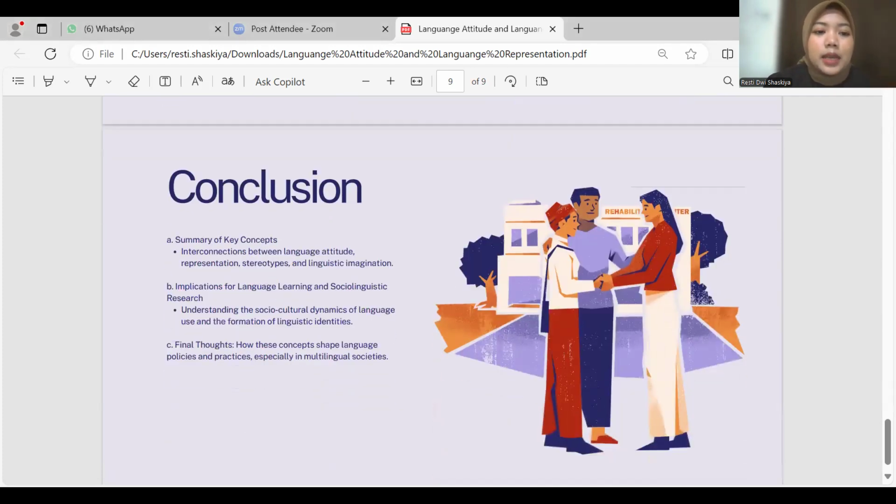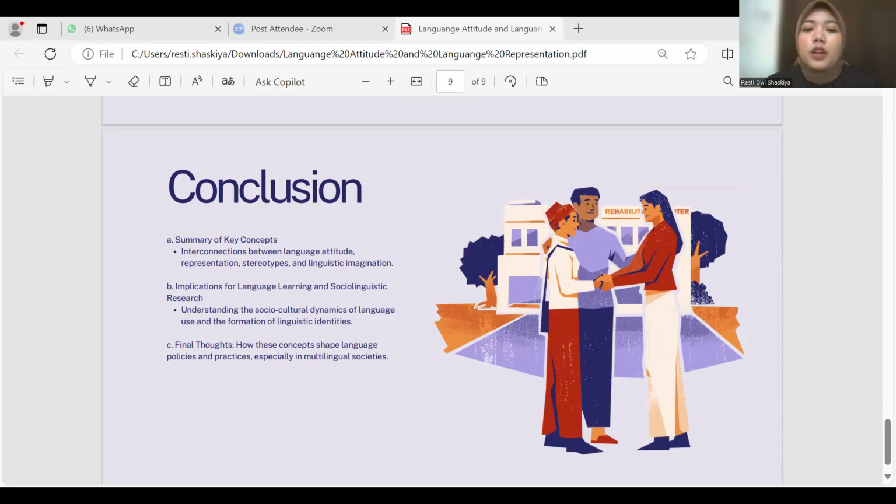Lastly is the conclusion. Summary of key concepts, implications for language learning and sociolinguistic research, and final talk on how these concepts shape language, policies, and practice. The first is the summary of key concepts. The concepts discussed, language attitude, representation, stereotype, and linguistic imagination, are all connected.